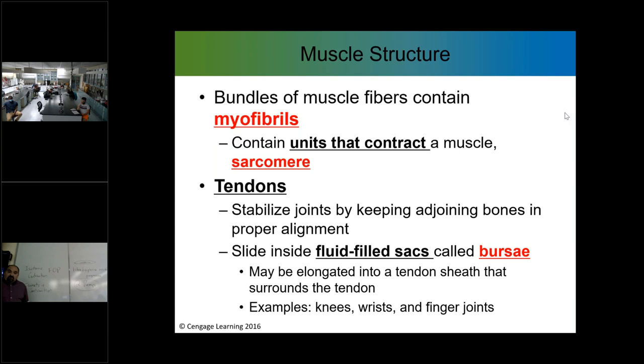Now the structure of muscle. We'll see an image in just a moment, but you're seeing here that bundles of muscle fibers contain myofibrils. When you see muscle fibers, what did I say they were also known as? Muscle cells. So a muscle fiber equals a muscle cell, same thing, also known as. The muscle fibers, muscle cells, contain these myofibrils. There's these packages.